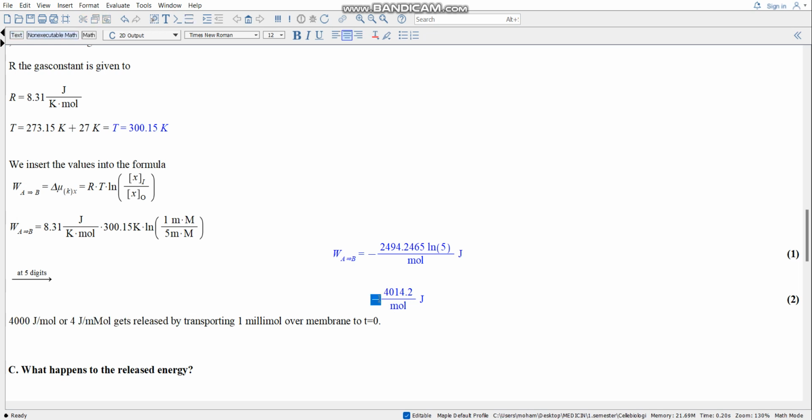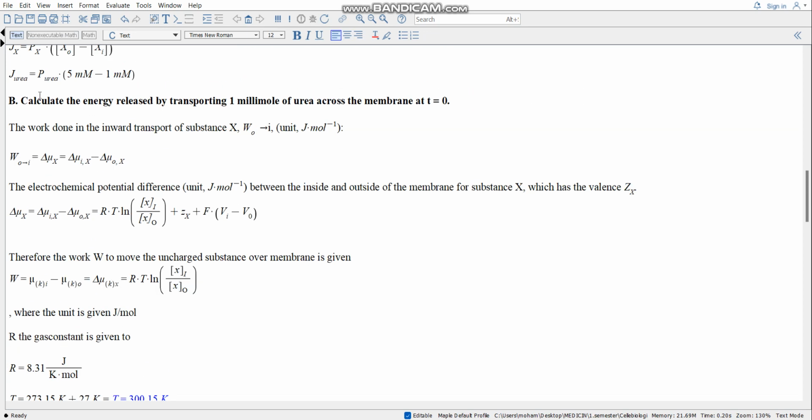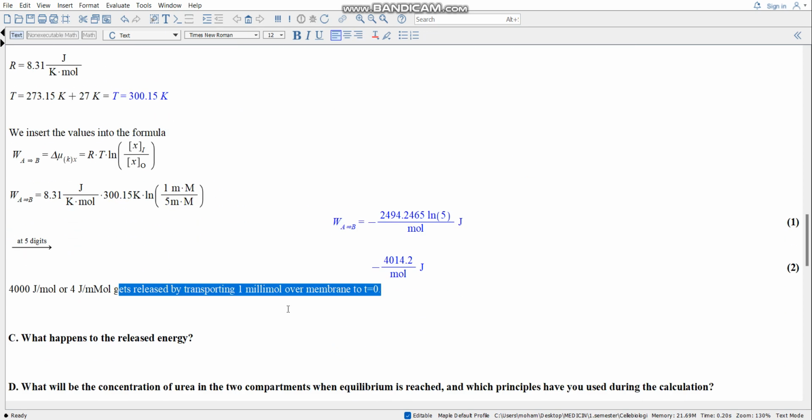Don't mind that it's negative here. The reason it's negative is simply because we're releasing it, right? So 4 joules per millimole get released by transporting 1 millimole over the membrane at T0. Okay, so now we've solved this question.